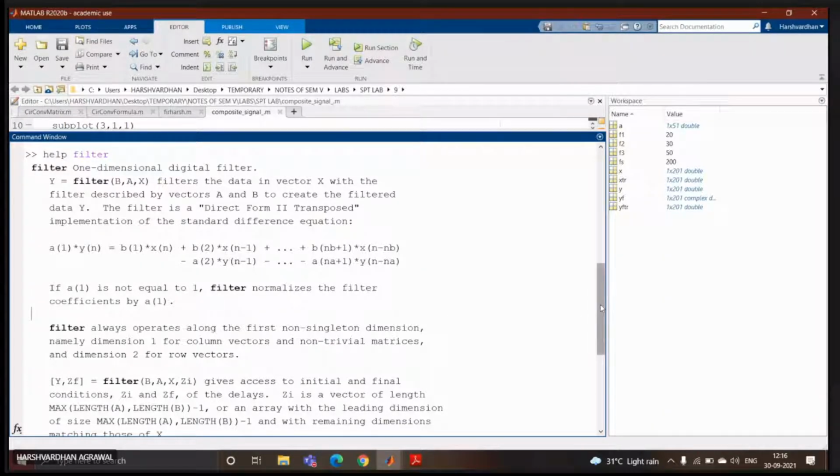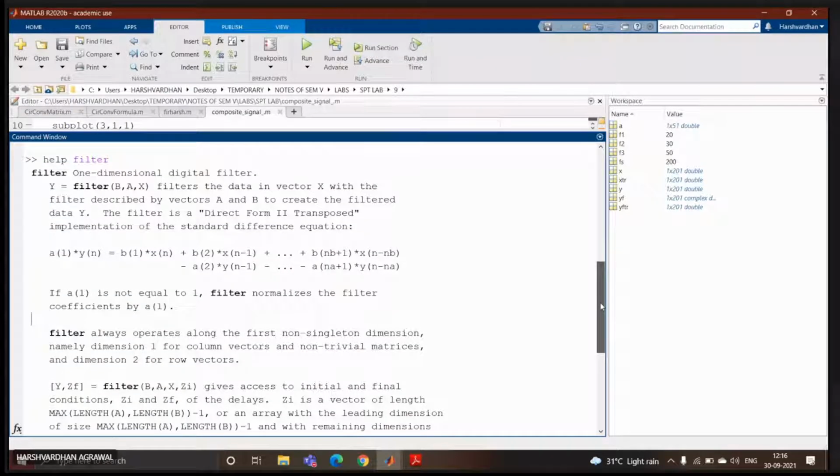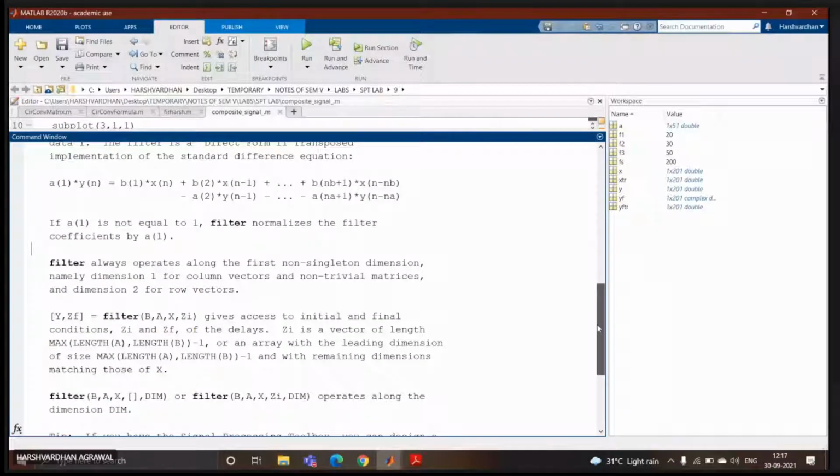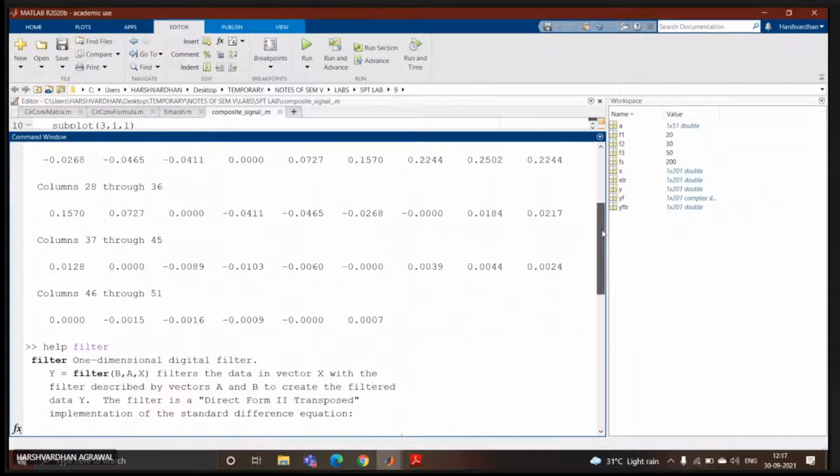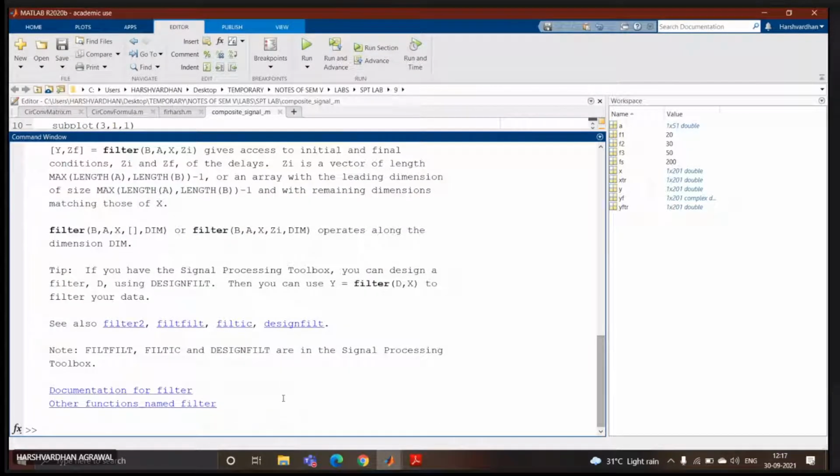Now, what are our A and B? We took it as B, 1, x. B is our FIR coefficients, the numerator coefficients, and A is our denominator coefficient. Yes, sir. Okay, so that means we have given the inputs in the correct way. So maybe we may not be getting the correct filter coefficients. We can try the FIR1 documentation. Yes, you can try the FIR1 documentation.